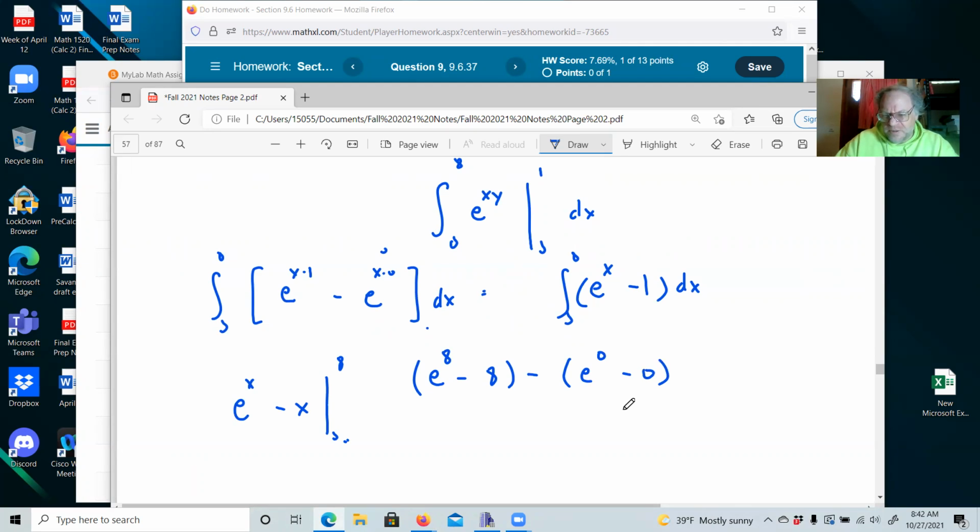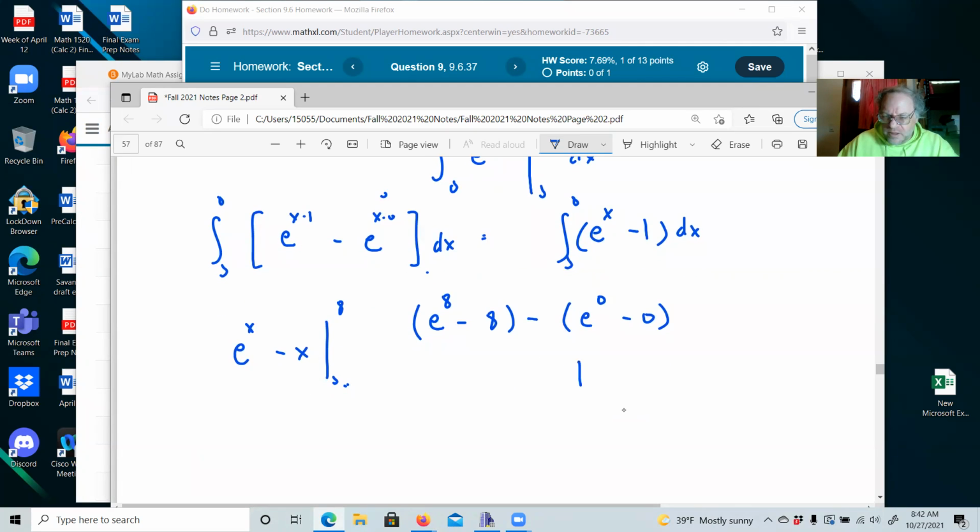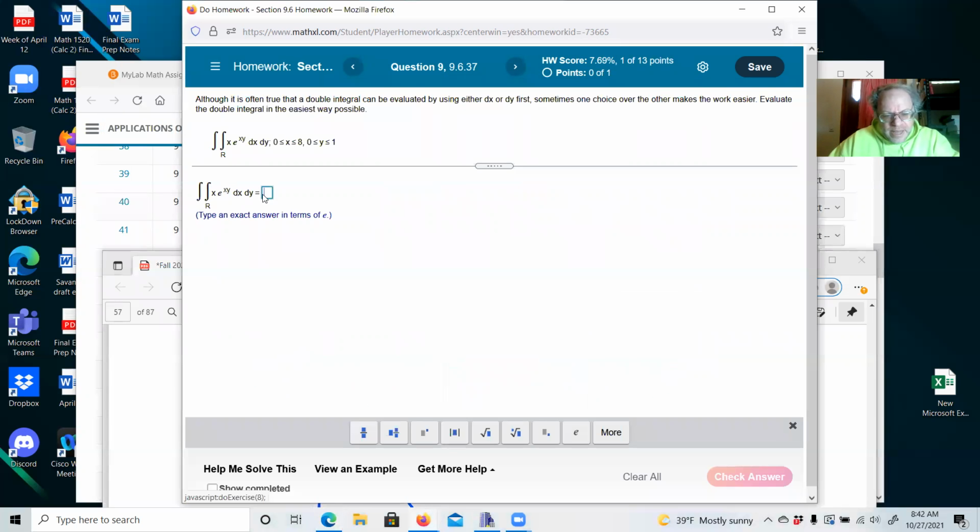What is e to the 0? E to the 0 is 1. So this is e to the 8th minus 9. And there's our answer. E to the 8th minus 9. Exact answers in terms of e. Very good.